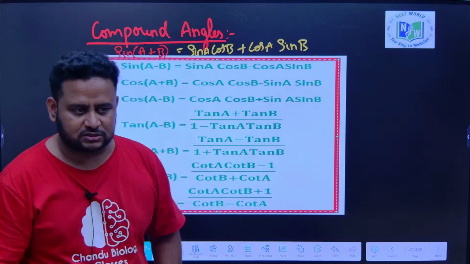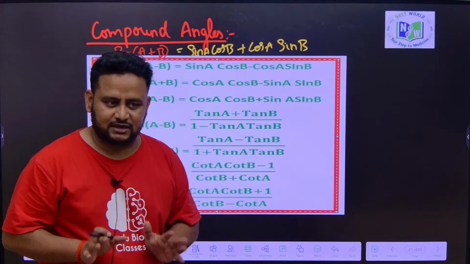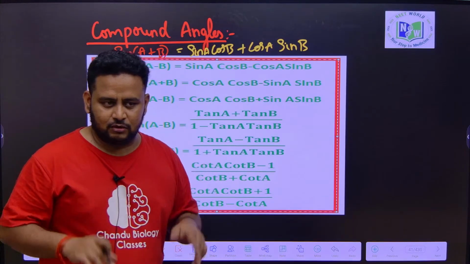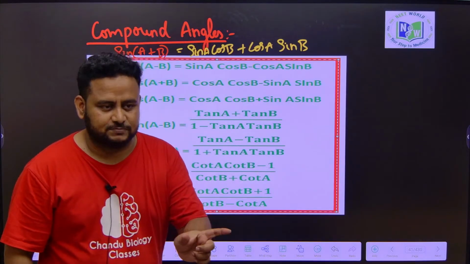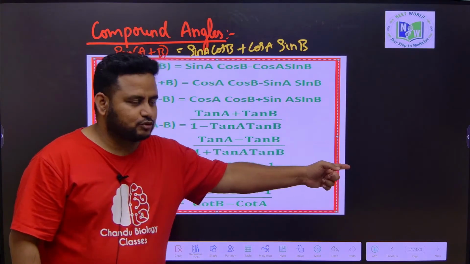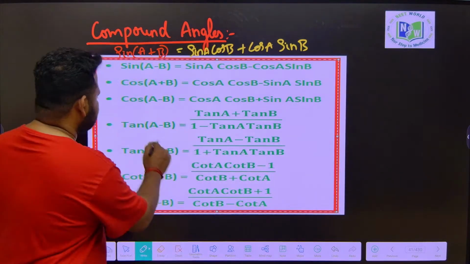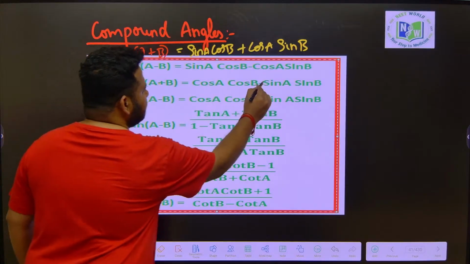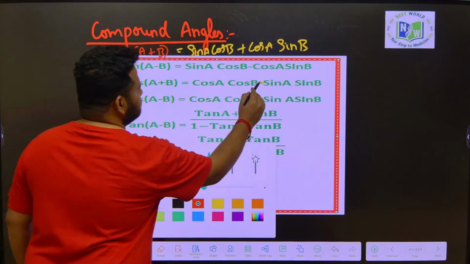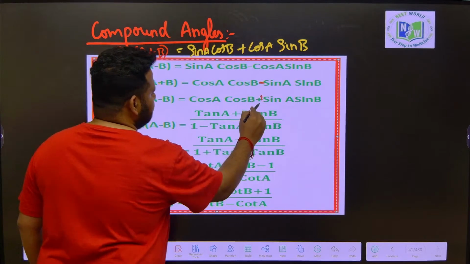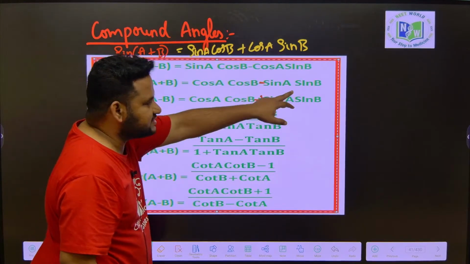Now coming to cos. He is a person who will not combine with other people. He will combine with only his kind of rude people. So cos of A plus B is cos A cos B. But cos is a person, if I ask him to open the door, he will close the door. If I ask him to close the door, he will open the door. So that means if it is plus, here it will be minus. So cos of A plus B is cos A cos B minus sin A sin B.